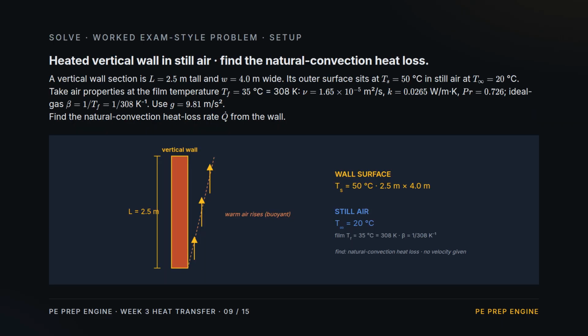Worked problem. A vertical wall section, 2.5 meters tall, 4 meters wide. Its outer surface sits at 50 Celsius in still air at 20. Air properties are taken at the film temperature, 35 Celsius or 308 Kelvin. Because air is an ideal gas, beta is 1 over the film temperature. Find the natural convection heat loss rate. Notice, no velocity given, so this is unambiguously natural convection.